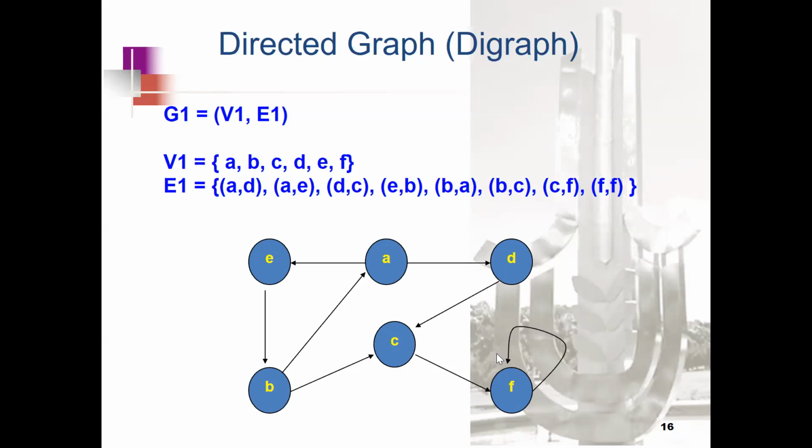So ini adalah apa ni? Cycle. F ke F. Okay, itu je. Itu berkaitan dengan directed graph.